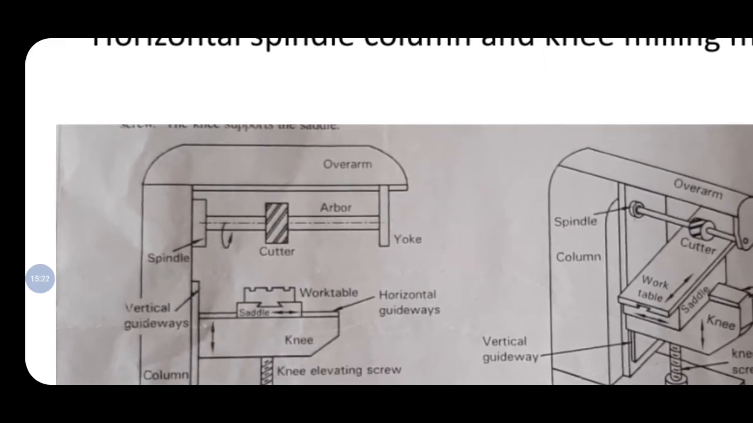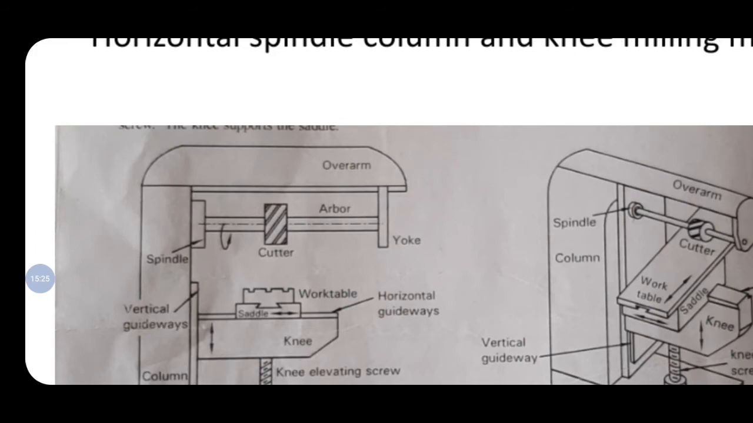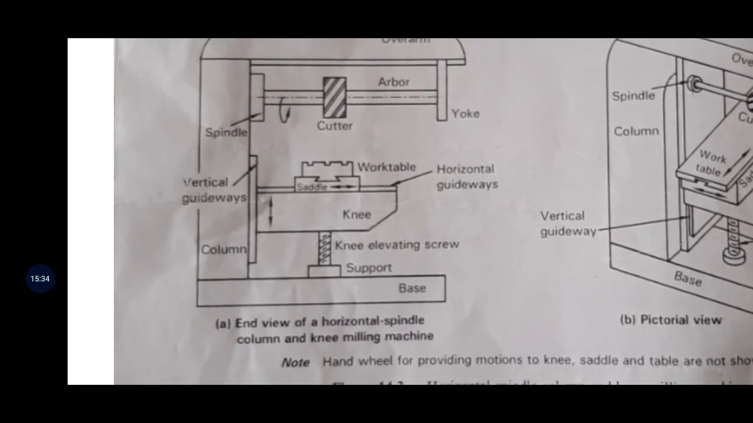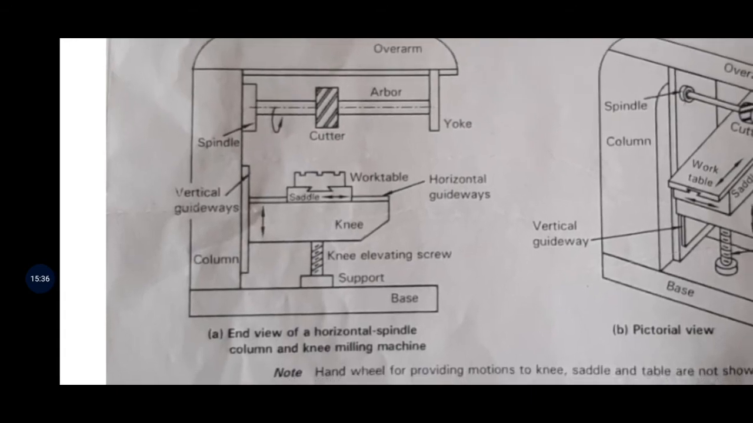The knee is a casting that slides up and down on the vertical guideways provided on the column by means of an elevating screw. The knee supports the saddle. Next, what is the saddle? The saddle is mounted on the knee and provided with two slide guideways on its top and bottom surfaces. The slides are machined at right angles to each other. The lower slide fits the slide on the top of the knee and facilitates the horizontal movement of the saddle. The upper slide accepts the slide on the bottom surface of the work table.